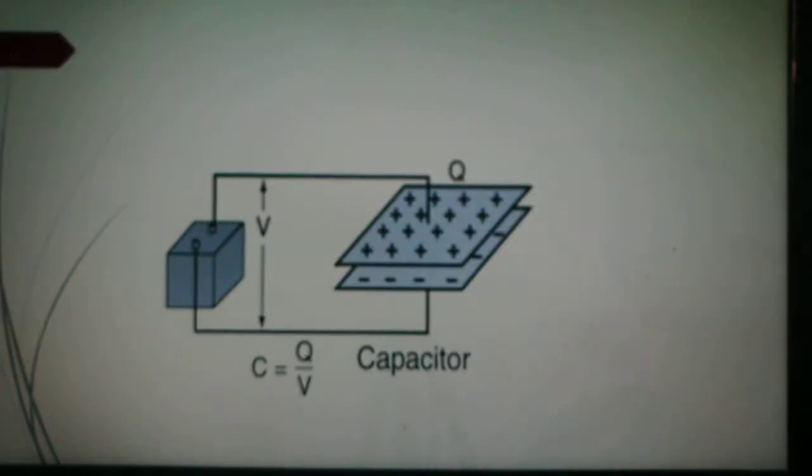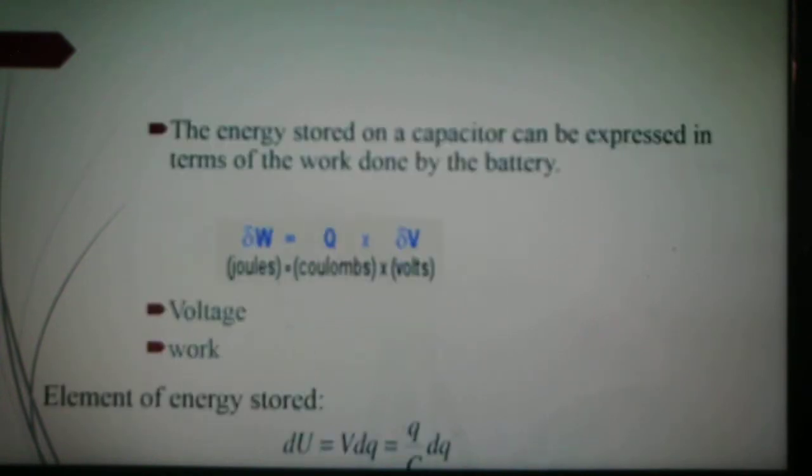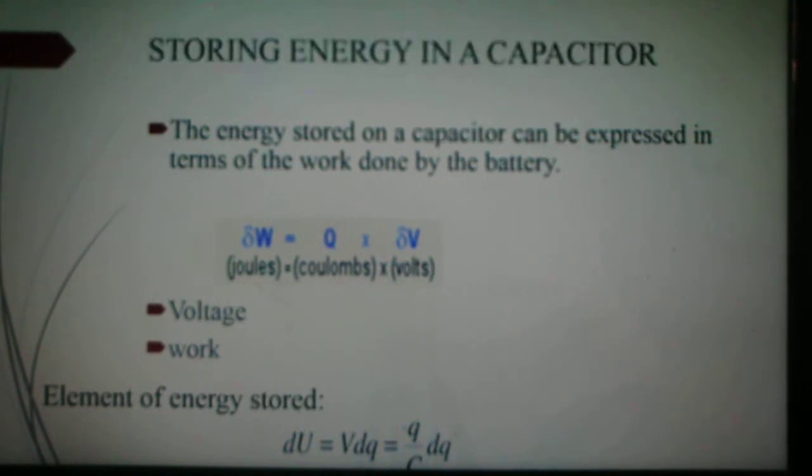Then storing energy in a capacitor is shown in the figure. C equal to Q divided by V. The unit of capacitance is coulombs per volt, C by V. One coulomb per volt equals one farad.